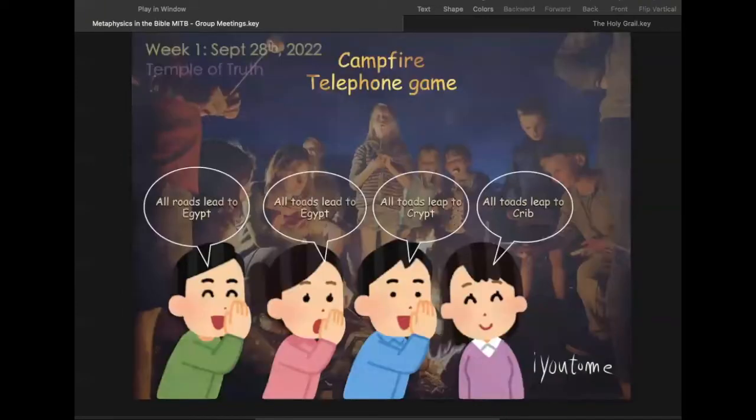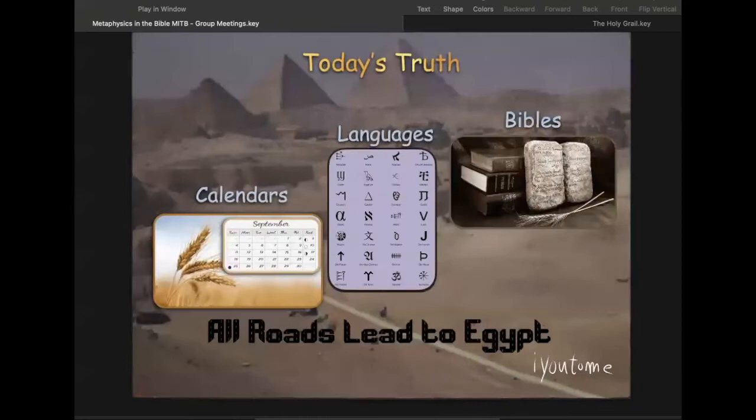Do you remember the telephone game, when you sit around a campfire and whisper a sentence and see how it comes out on the other end? This is what we'll show you, that this is what's happening. I've got an example here. It says, all roads lead to Egypt. Next person, all toads lead to Egypt. All toads leap to crypt, and all toads leap to crib. That's what that game is, if anybody's not familiar with it, because when you whisper it really quietly so nobody can hear it, you don't really understand it. This is what happens with truth. And this is what's happened with the calendars, the languages, and the Bibles. We're going to focus a little bit on that.